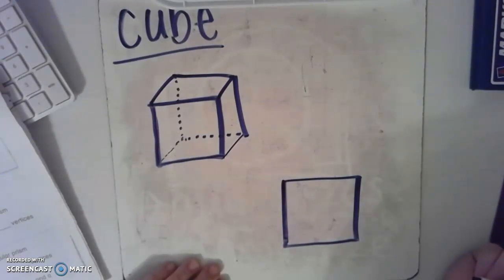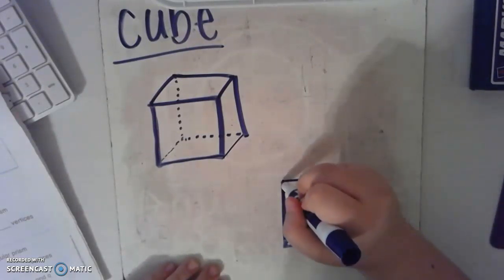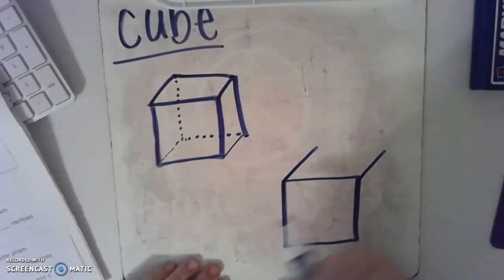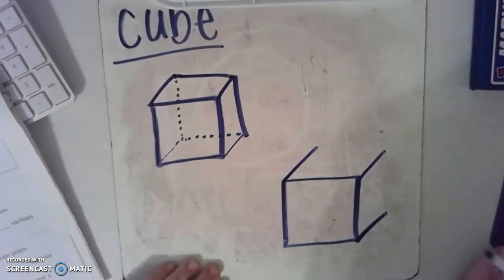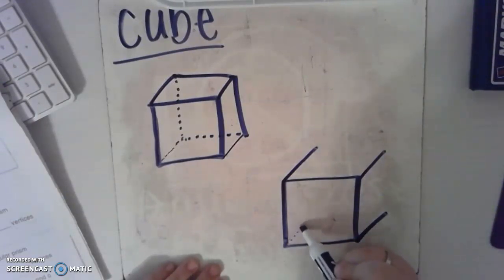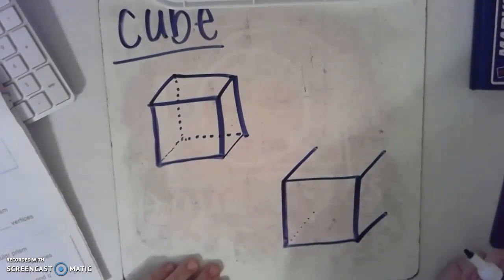Okay. Then I'm going to draw 2 lines, diagonal lines on the very top. And then 1 on the bottom, like that. So it kind of looks like a table that's on its side. Then I'm going to draw a dotted line, just like that, inside of my square.